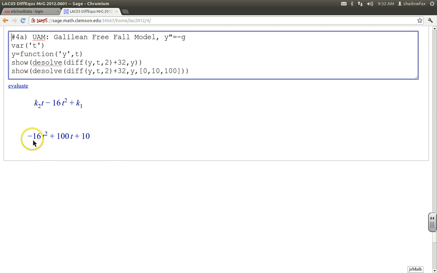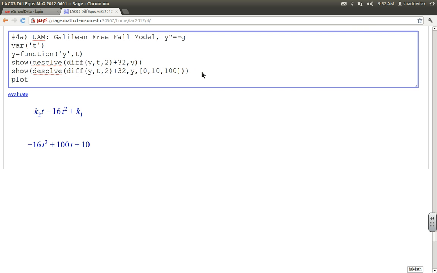All right, so it's negative gt squared over 2 plus v0t plus y0. Haven't we done this before? This is not news. It's the exact same thing, just figuring out the constants, k1, k2. So let's graph that. How about we graph that? How would we plot that dE solve? Let's take the dE solve and plot it.